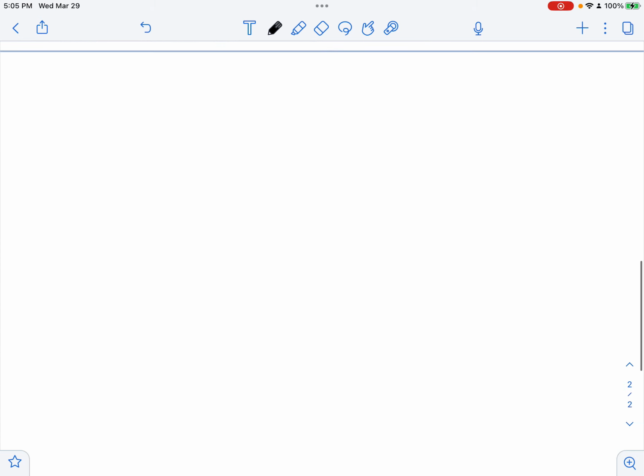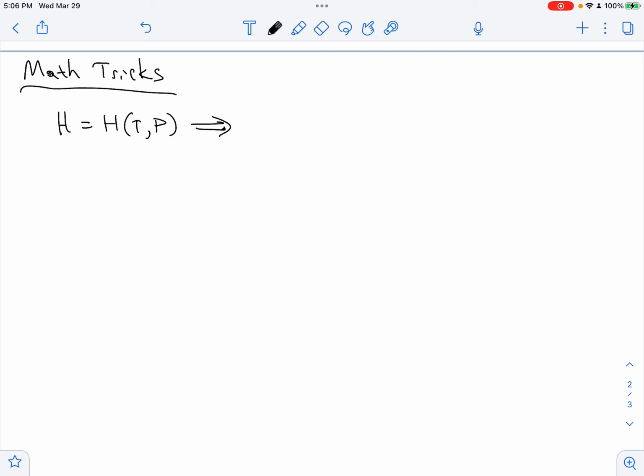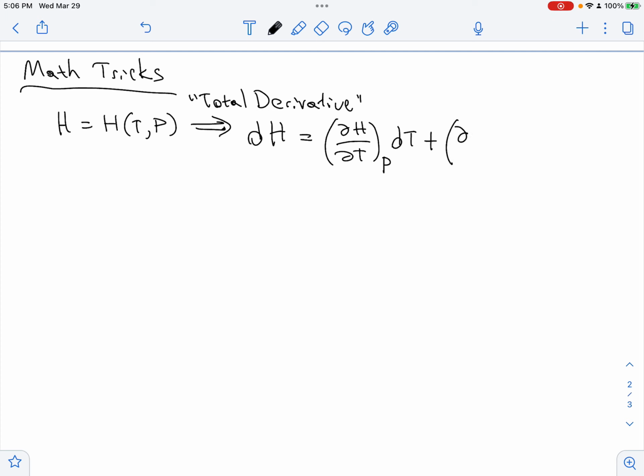Okay, so let's talk a little bit in more abstract mathematical terms. So I'm just going to say math tricks. Some of this is a bit unorthodox compared to what you might have learned in calculus. I'll explain. So if I, for example, have H as a function of T and P, then in thermo we like to write something called a total derivative. And that means that dH, a differential change in H, is dH dT at constant P times dT plus dH dP at constant T dP.